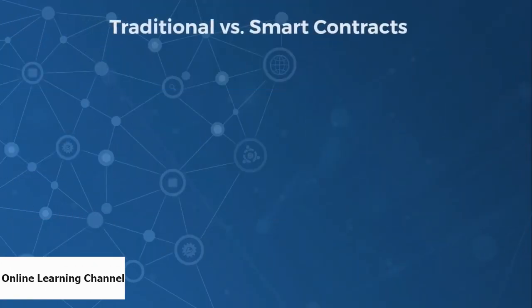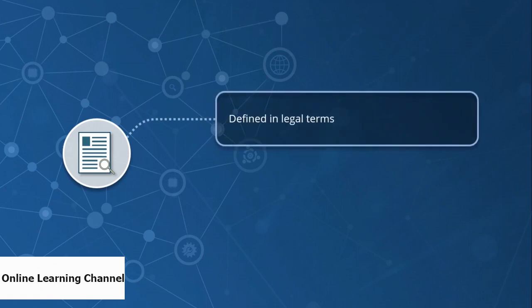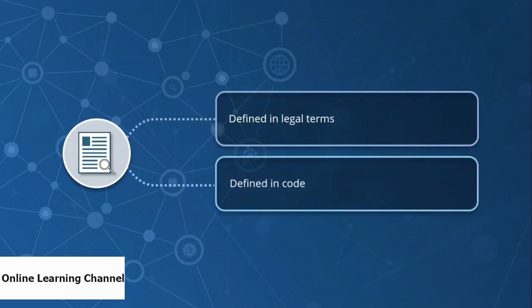Which brings us now to a comparison between traditional contracts and smart contracts. We know that traditional contracts are defined in legal terms, whereas smart contracts are defined in code, usually in some high-level programming language. In the case of Hyperledger Fabric, for example, there are a number of general-purpose languages which can be used to define smart contracts, such as JavaScript and Go, whereas Ethereum, which is another blockchain implementation, has its own domain-specific language for smart contracts, which is called Solidity.